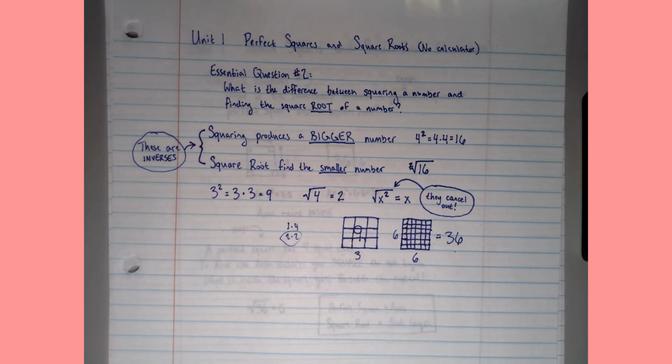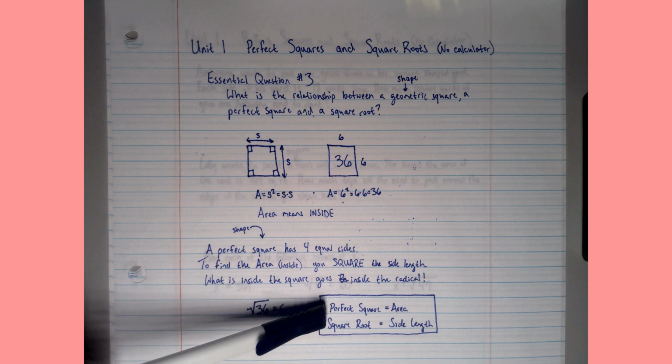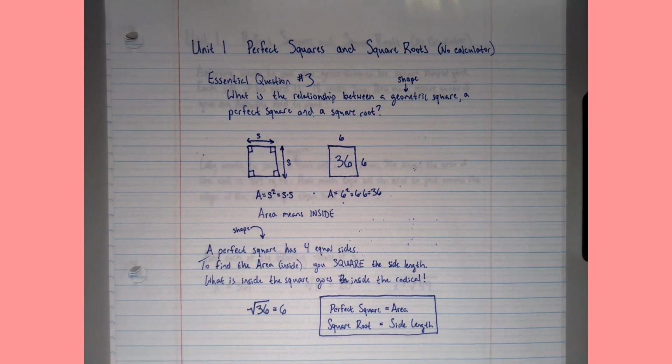Then I went on to explain essential question number 1, what is a perfect square? Essential question number 2 in the next video, what is the difference between squaring a number and finding the square root of a number? And then the last video I just made, essential question number 3, what is the relationship between a geometric square, which is a shape, a perfect square, and a square root? And that essentially boiled down to that a perfect square is the area or the inside of the square, and what is on the inside of the square goes on the inside of the radical symbol, and a square root is the side length.